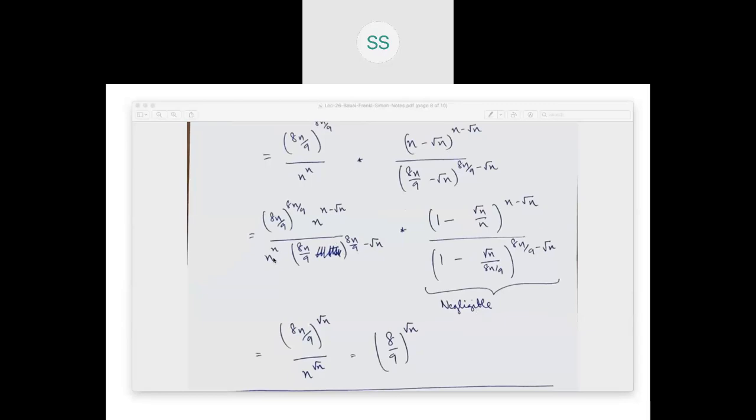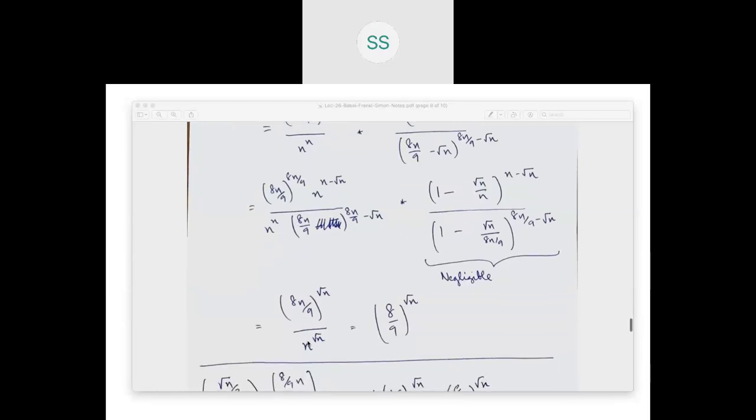So again, n is in the denominator, n power n minus square root n is there in the numerator. So in the denominator what remains is n power square root n. And similarly for 8n by 9, what remains is 8n by 9 power square root n. And again, n can be cancelled. So what remains is 8 by 9 whole power square root n.